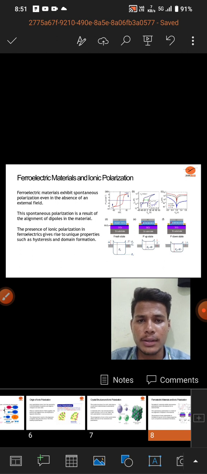Ferroelectric materials and ionic polarization. Ferroelectric materials exhibit spontaneous polarization even in the absence of an external field. This spontaneous polarization is a result of the alignment of dipoles in the material. The presence of ionic polarization in ferroelectrics gives rise to properties such as hysteresis and domain formation.